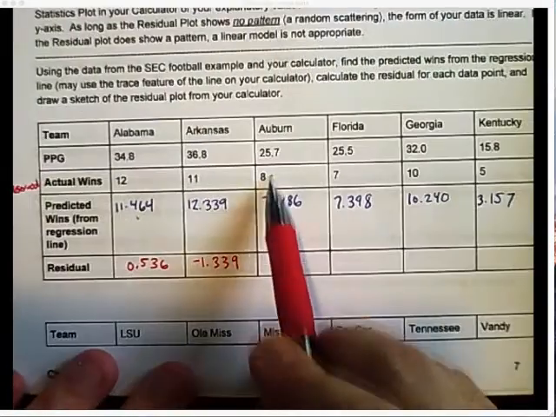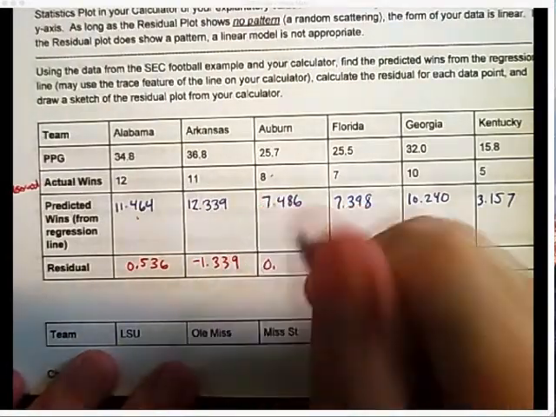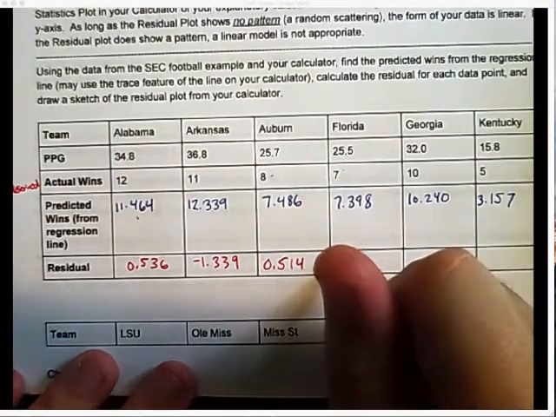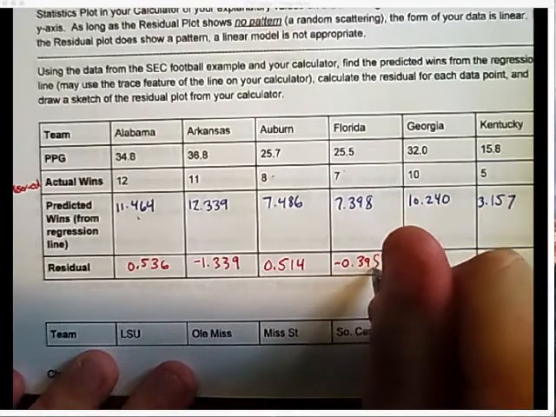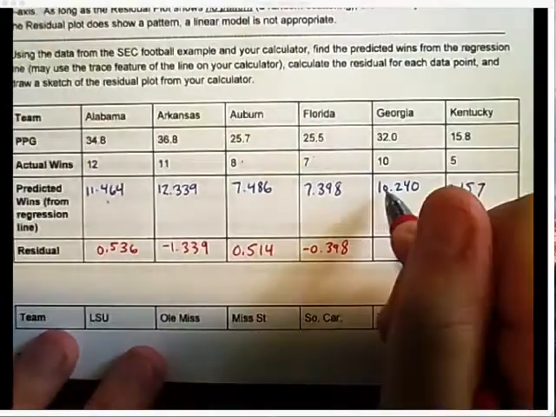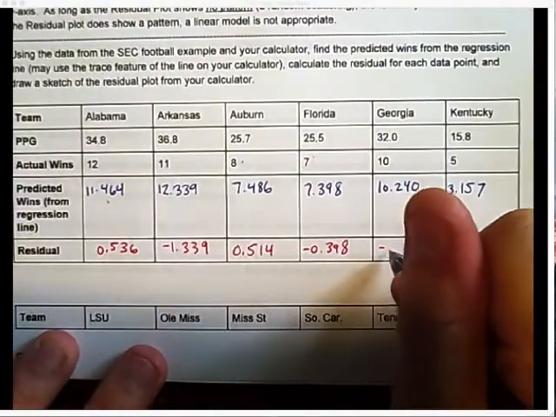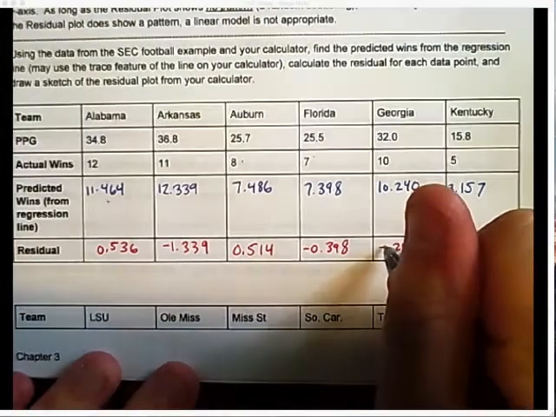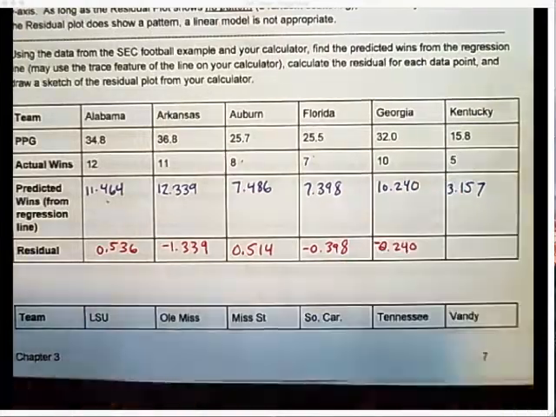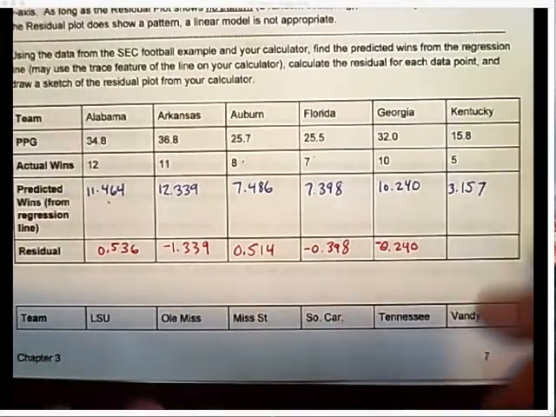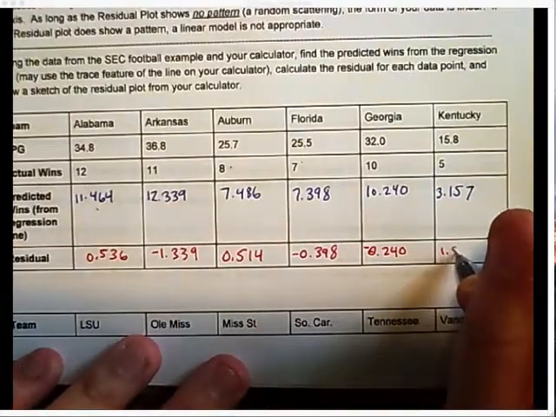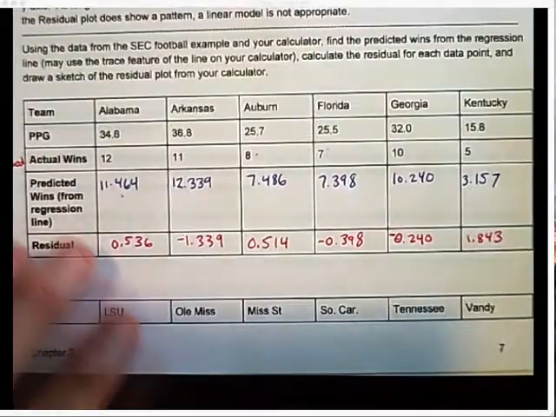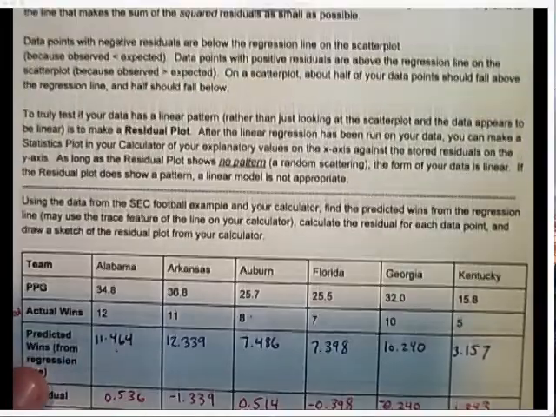Okay, 8 minus this would be 0.514. 7 minus this would be negative 0.398. 10 minus that would be negative 0.240. Really, I should put a 0 in front of that, sorry. Okay, 5 minus that would be 1.843. Let's keep going. On the next page, there's the other 6 teams on here.